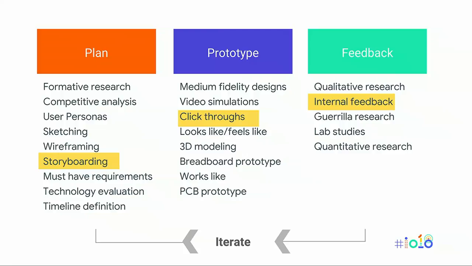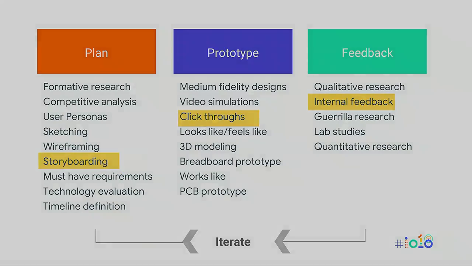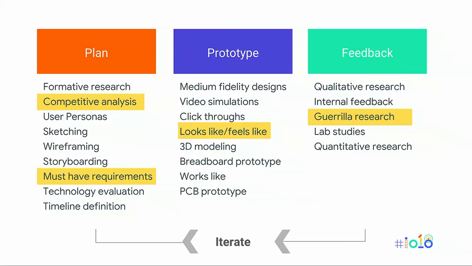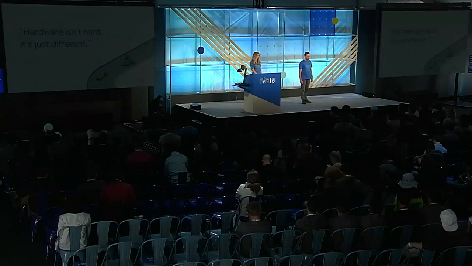And we're not saying that you need to do all of these things along the way. So for example, we may create a rough storyboard, which can then translate to a click-through, and then gain internal feedback and iterate on that cycle. Or, for example, we may do a bit of competitive analysis or define some must-have requirements, and then create a looks-like, feels-like prototype and then perform some guerrilla research with somebody who's not familiar with the product we're creating.